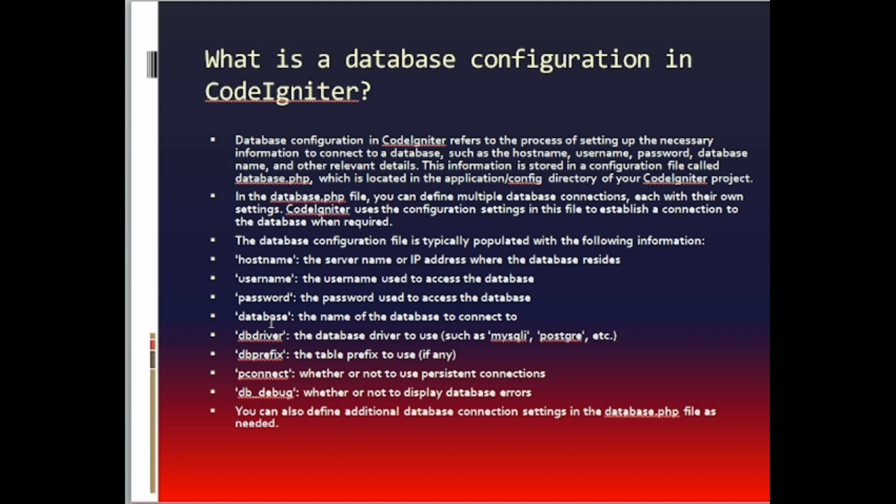CodeIgniter uses the configuration settings in this file to establish a connection to the database when required. The database configuration file is typically populated with the following information: hostname, the server name or IP address where the database resides, username, password, database, DB driver, DB prefix, pconnect, DB debug. You can also define additional database connection settings in the database.php file as needed.